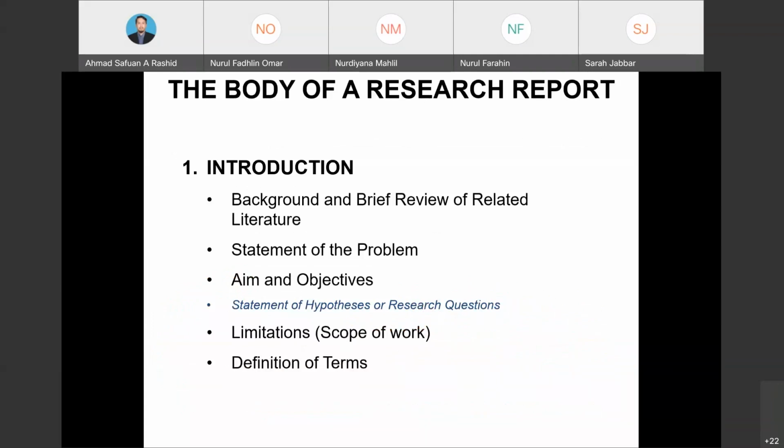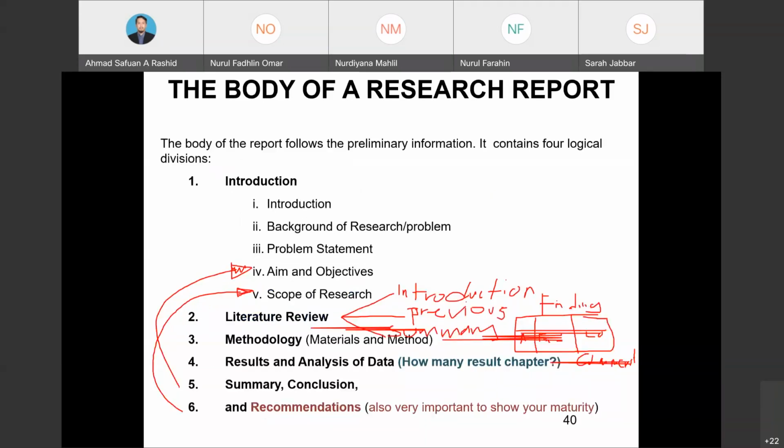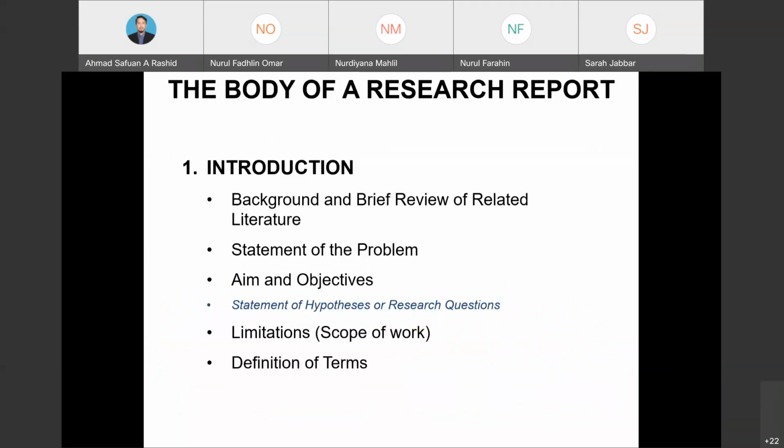So for the introduction part, which I have discussed previously: background, a brief review of related literature, statement of the problems, aims and objectives. You can also put the hypothesis or research question, but that is for proposals. In your Master Project 1, you need to come up with a proposal, so the proposal can include the statement of hypothesis and research question. But in your thesis, in your dissertation, there is no need to have a hypothesis or research question.